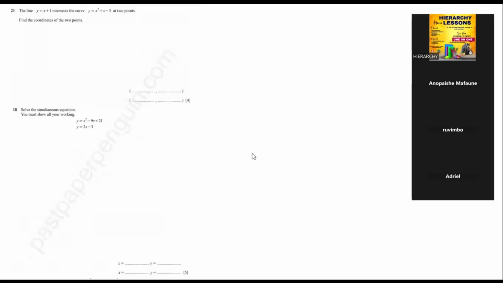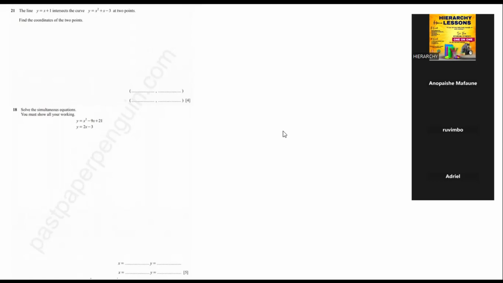All right. So those are now some simultaneous equations that involve quadratic equations, right? So it's a combination of simultaneous equations and quadratic equations. So I'm going to do the first one. The line y is equal to x plus 1 intersects the curve y is equal to x squared plus x minus 3 at 2 points. Find the coordinates of the 2 points, right?